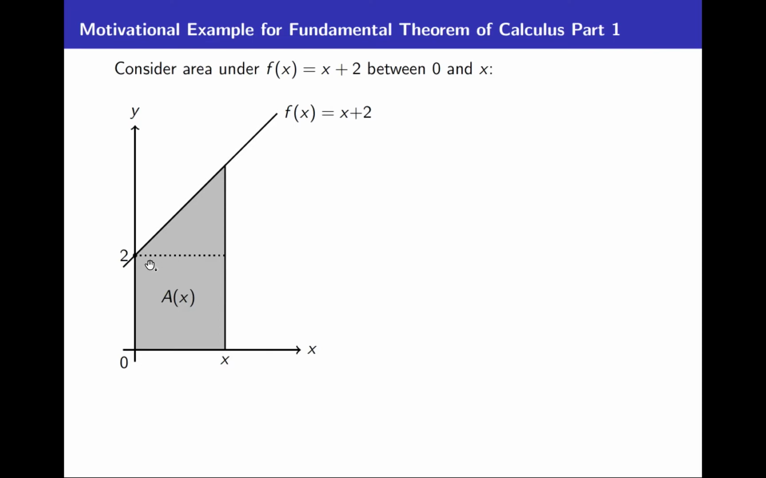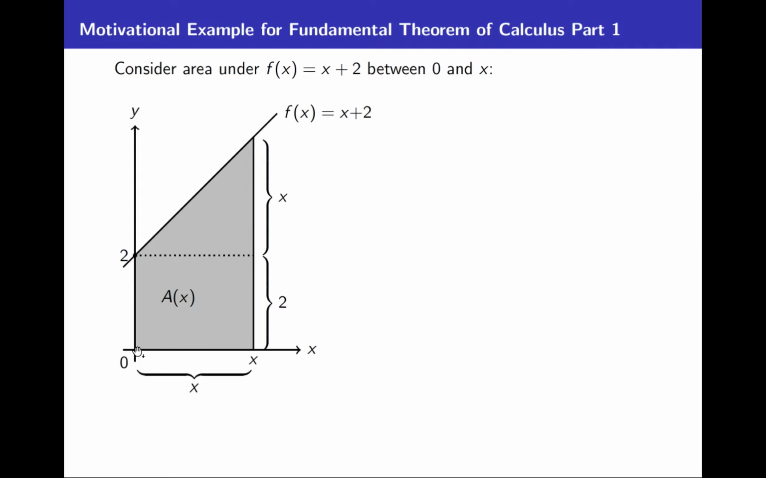The shaded region consists of two shapes, a rectangle of height 2 on the bottom and a triangle on the top. So as x gets bigger, the base of that rectangle gets bigger, and the base of the triangle gets bigger, and the height of the triangle gets bigger. The rectangle always has height 2. And let's think about finding the areas of these things. The base of the rectangle is x units. The height of the rectangle is 2 units. So the area of the rectangle is 2 times x. What about the triangle?